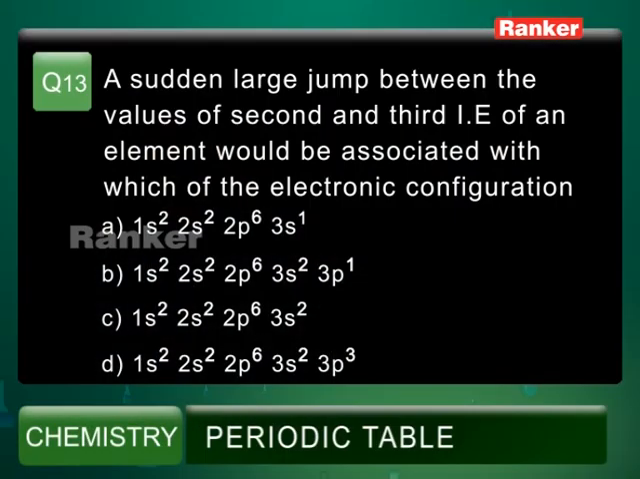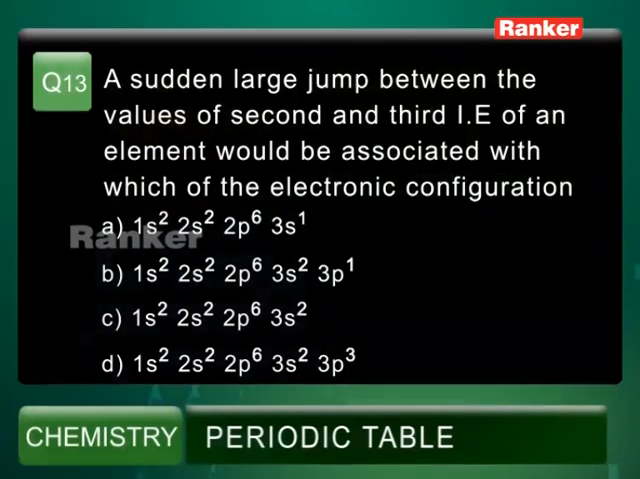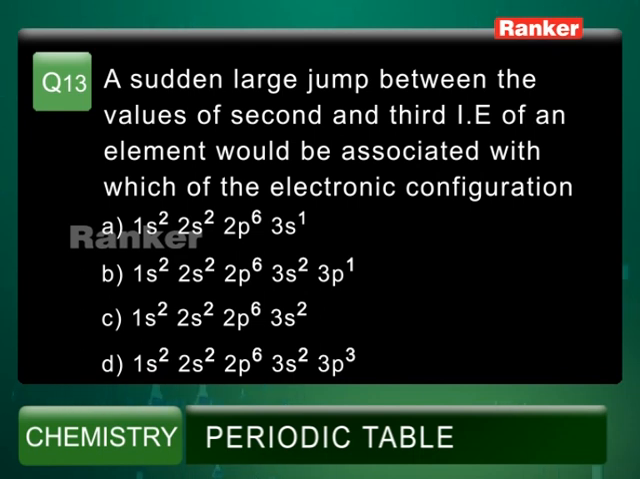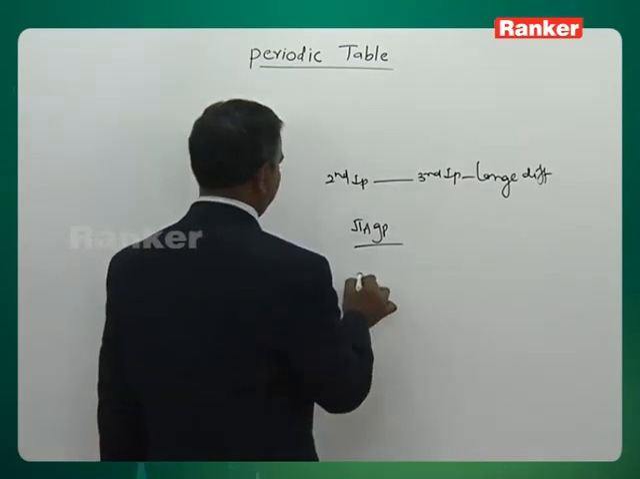Therefore, let us check the answers here. Options: 1s2 2s2 2p6 3s1. 3s1 is actually a first A group element. Option B, 3s2 3p1, will be a third A group element. Coming to C, 1s2 2s2 2p6 3s2, this will be a second A group element. Coming to D, 1s2 2s2 2p6 3s2 3p3, belongs to a fifth A group element. Now we consider option 3, the second A group.